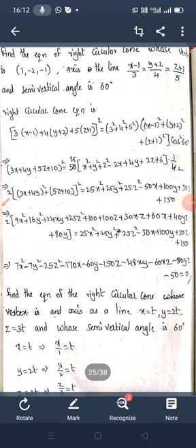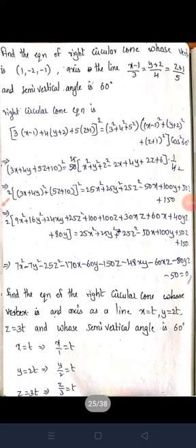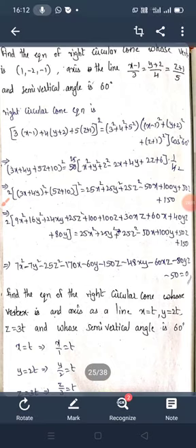Right, listen, next question. Find the equation of a right circular cone whose vertex is (1, -2, -1) and axis line is also given, that is (x-1)/3 = (y+2)/4 = (z+1)/5, and semi-vertical angle is also given, that is 60 degrees.